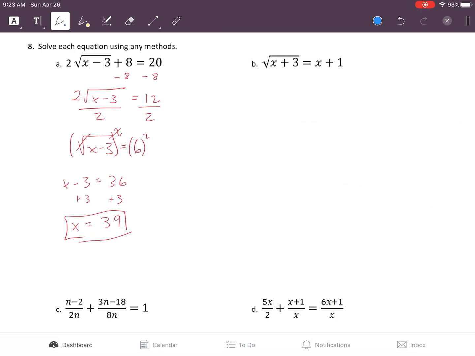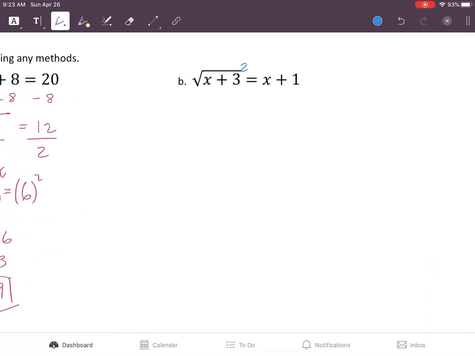For part B, same idea. Now this time the square root sign is by itself, so we're going to square both sides of this. When we square the other side, we're going to multiply x plus 1 times itself. The square root and the square root will go away, so you have x plus 3. On the right side, you have to distribute x plus 1 times itself, so you're going to get x squared plus x plus 1. Now we're going to get all the terms on one side. Instead of taking the x squared and moving it to the left, I'm going to move the x plus 3 to the right. So I'm going to subtract x and subtract 3.